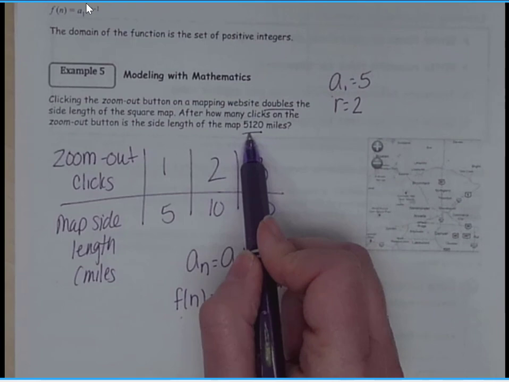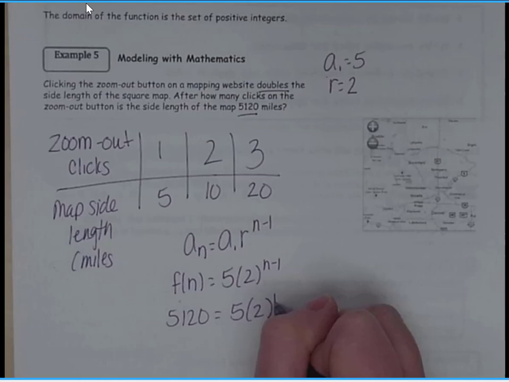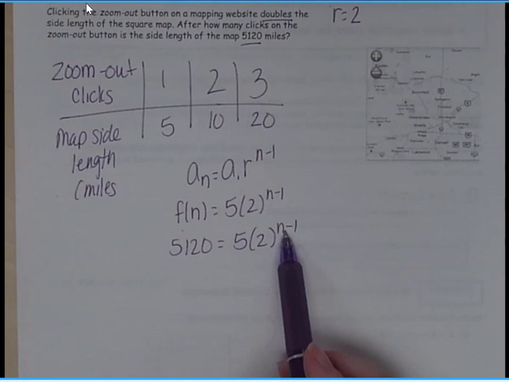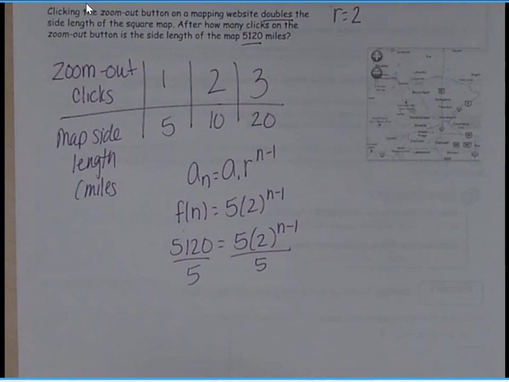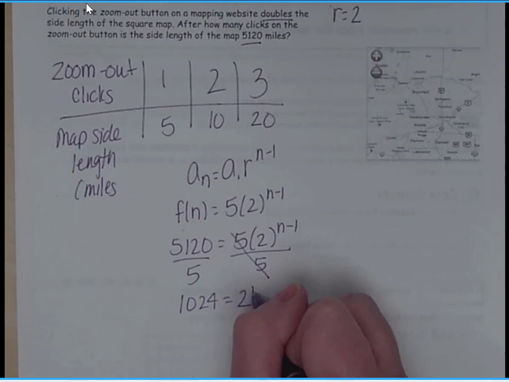Now I have 5,120 miles. Next, I want to solve for n. Now, if you recall from previous lessons, in order for us to solve here, I need an exponent. Okay? So we need a common base to do that. So I'm going to get this side by itself, so I just have a base and an exponent. Divide both sides by 5. So I have 1,024 equals 2 to the n minus 1.